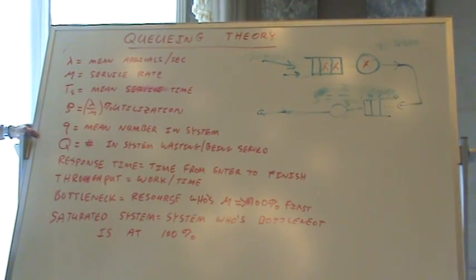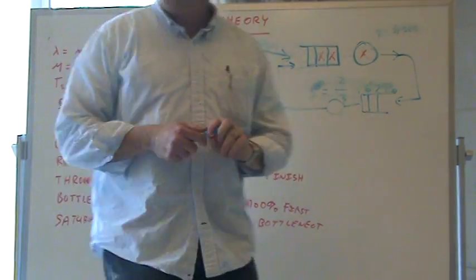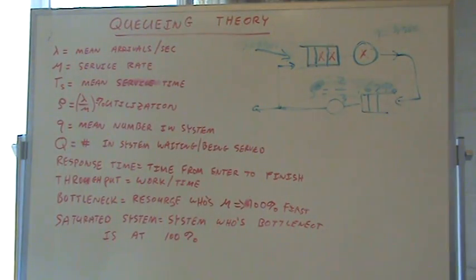Okay, are there any questions about these definitions? Does it make sense that we would need to define these values in order to look at a queue, to know how long it would take per visit to the queue?